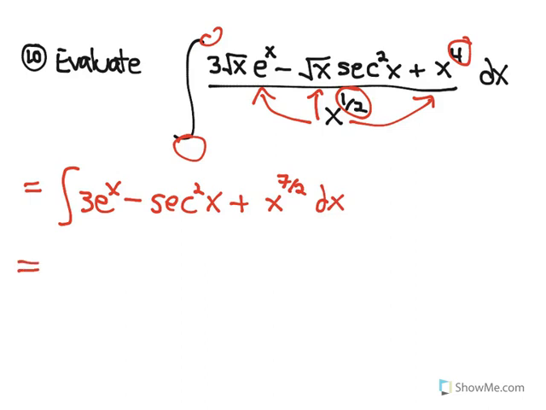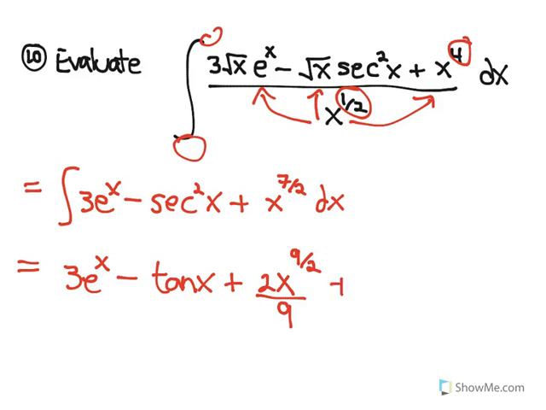Now we have 3 easy terms that we're very good at anti-deriving. So we just take the antiderivative of each. 3e to the x couldn't be easier. It's still 3e to the x minus, for secant squared of x, that's the derivative of tan x, so we must have come from tan x, plus, here we go up a power, so we're at 7 over 2, up a power by 1 is 9 over 2, divided by 9 over 2, which is the same thing as multiplying by 2 over 9. Don't forget your plus c, and you're done.